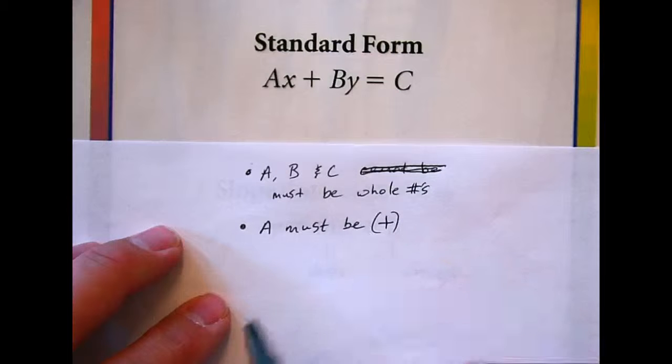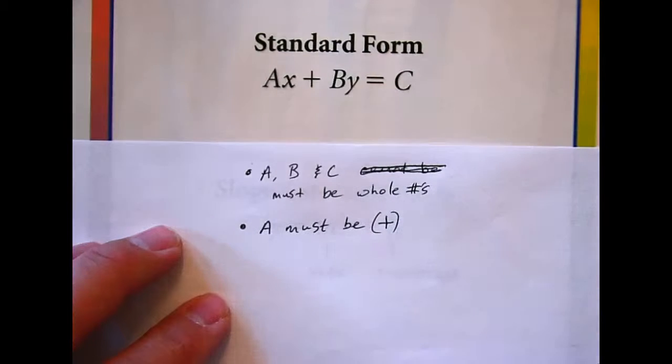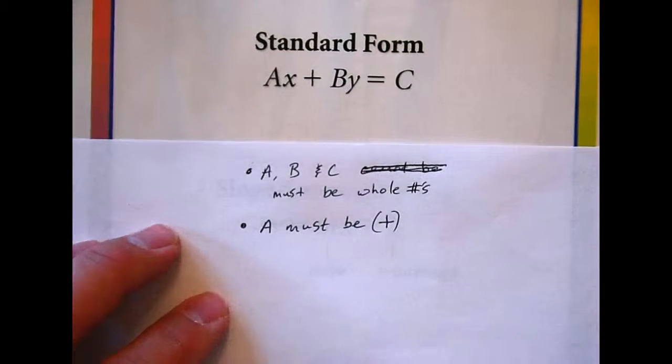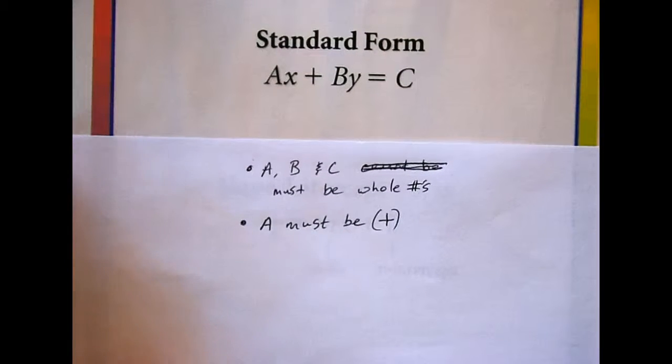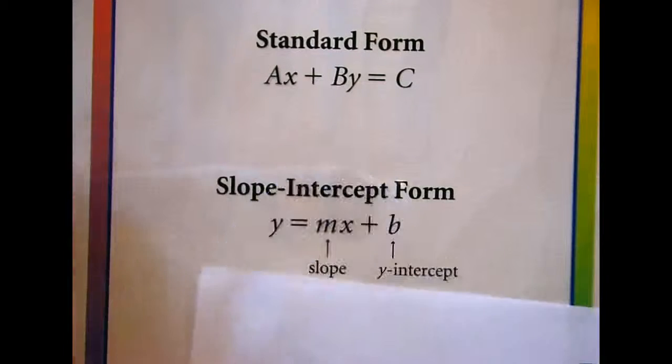Okay? A, B, and C must be whole numbers. A must be positive. Actually, we'll do a little lesson on it, but okay. How many remember standard form from algebra? How many remember it from this summer? Okay. All right, slope-intercept form.